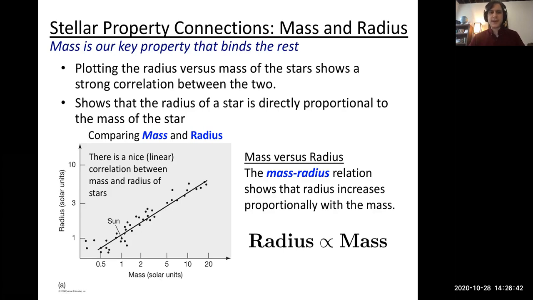So you can go ahead and do that, and you can see that they follow this nice linear trend. You can fit a line to them. And this shows us what we're really seeing here is how we can empirically determine that the mass of a star is directly proportional to the radius of the star. Or to say it the other way, the radius of the star is directly proportional to the mass of the star. So in general, double the radius, double the mass. Half the radius, half the mass. Okay, so there's a connection between the mass and the radius of the stars.